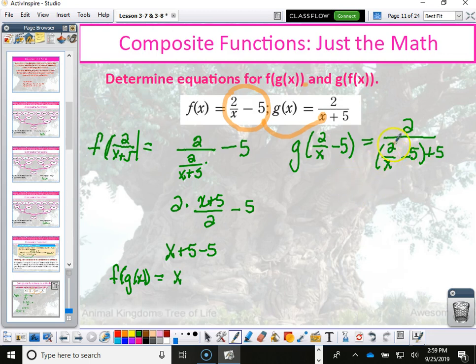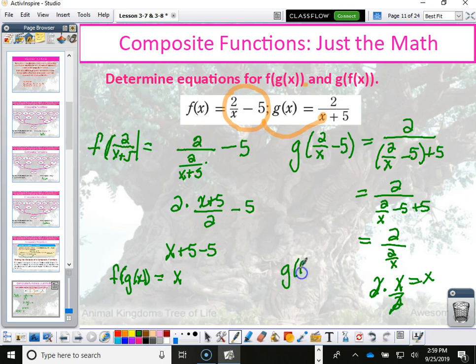Okay? Well, there's nothing happening to these parentheses, so we can just combine like terms. So we have 2 divided by x minus 5 plus 5. The 5's add out, so we have 2 divided by x. And again, dividing fractions is the same as multiplying by the reciprocal. So we have 2 times x divided by 2. The 2's cancel, so that leaves us with x. So this time we know that g of f of x equals x.